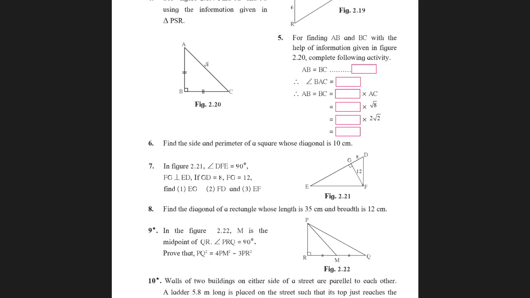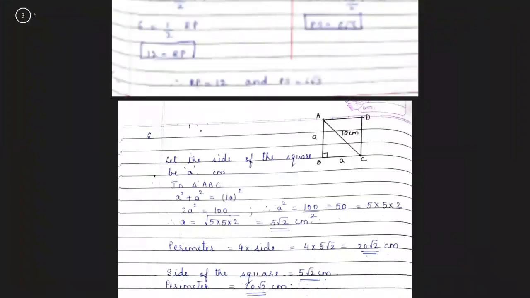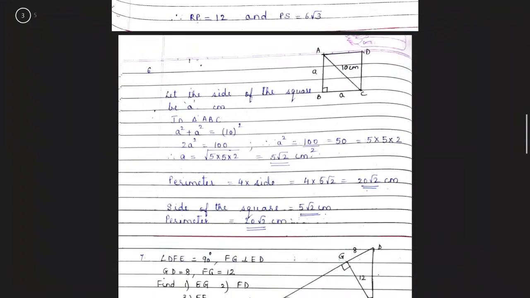Question number 6. Find the side and perimeter of a square whose diagonal is 10 centimeter. So we have drawn a square whose side is, let's consider, a centimeter. The diagonal is 10 centimeter. So in triangle ABC, a square plus a square equal to 10 square. 2a square equal to 100. a square is 100 by 2, which is 50. You have to find the square root of 50, which is 5 root 2 centimeters.